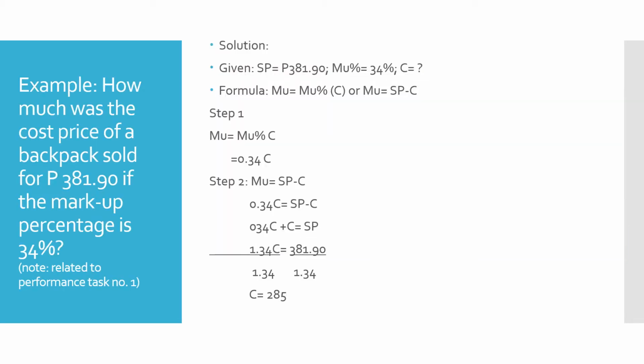Now, let's proceed to markup computation. Now, this is an example. How much was the cost price of a backpack sold for 381.90 if the markup percentage is 34%? Okay, now, so tingnan natin yung given. So, from the example, the selling price is 381.90. The markup percentage is 34%. At ang hinahanap ay si cost price.